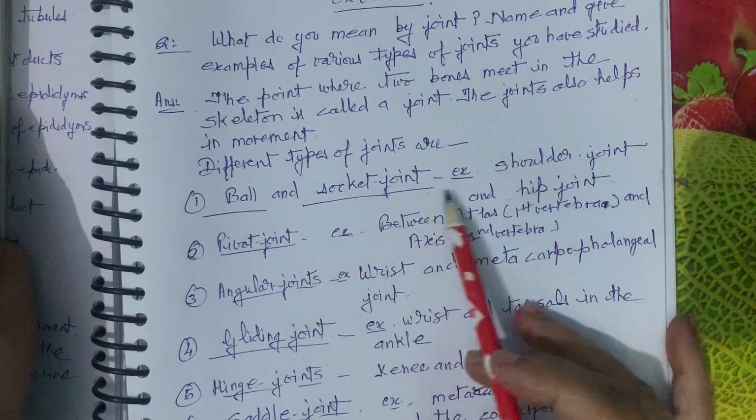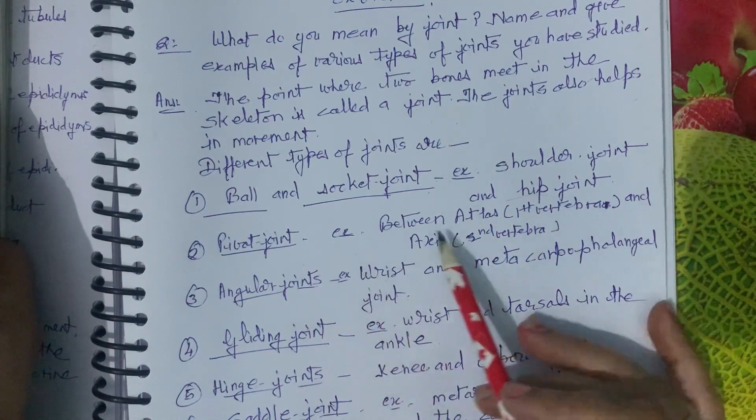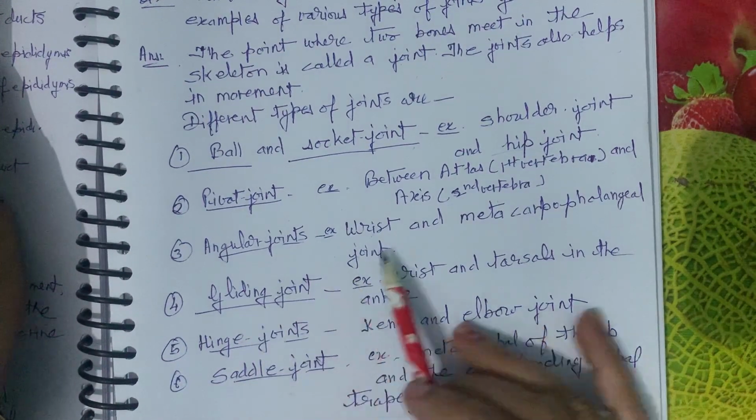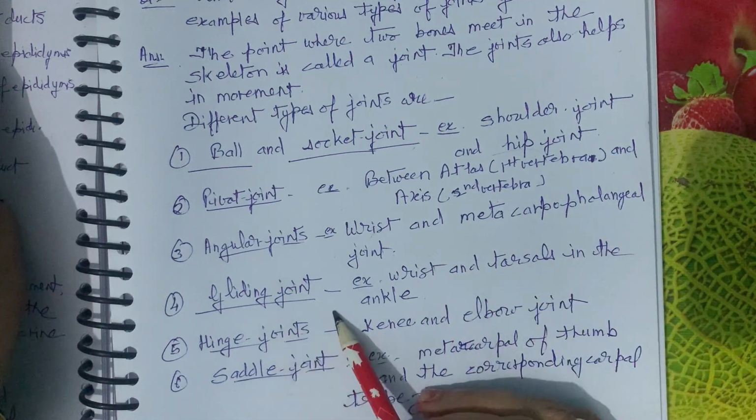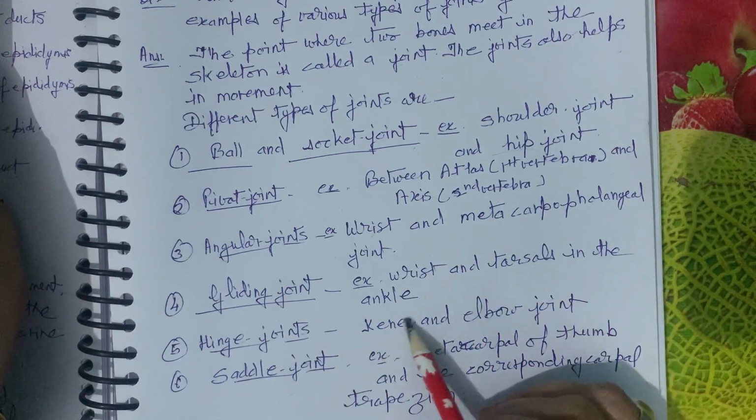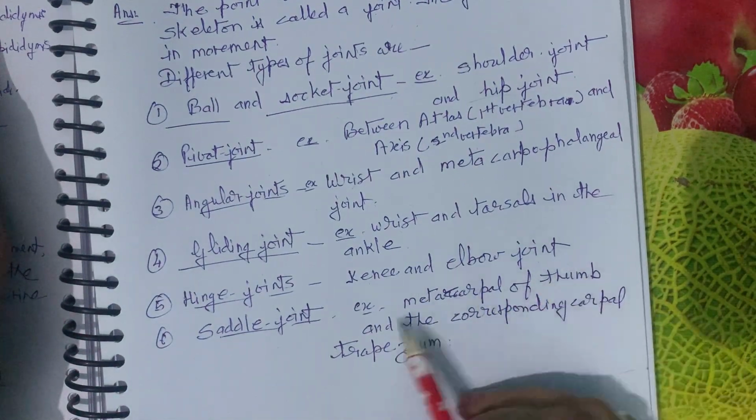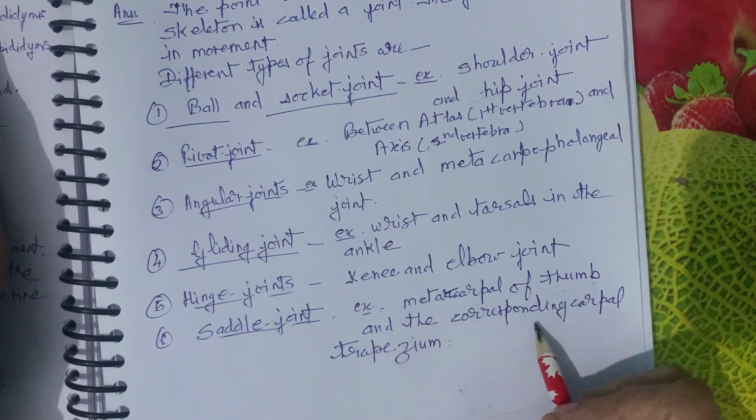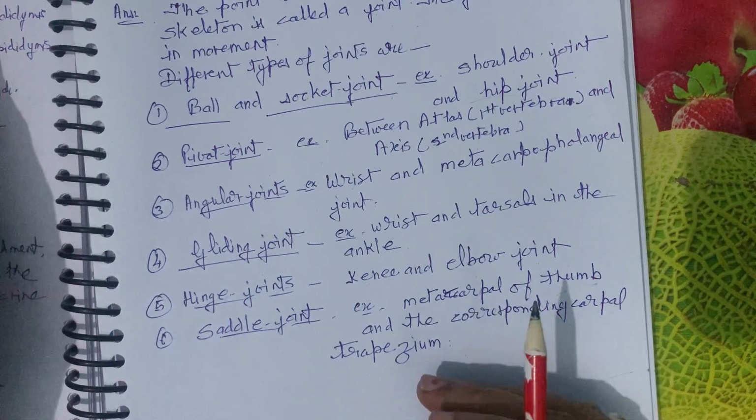First, ball and socket joint, it is present in the shoulder and hip joint. Pivot joint, it is present between atlas and axis vertebra. Angular joints, they are present in wrist and metacarpophalangeal joint. Gliding joint is in the wrist and tarsals in the ankle. Hinge joint, knee and elbow joint. Saddle joint, it is the metacarpal of thumb and the corresponding carpal, that is known as trapezium. In between that, only the saddle joint is present, right?